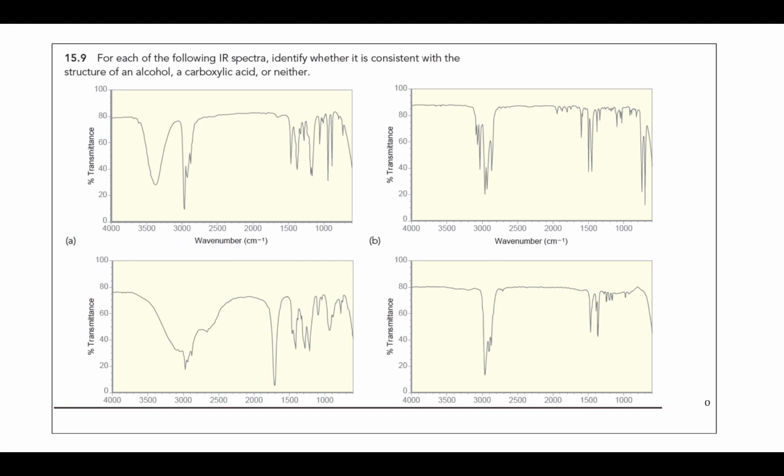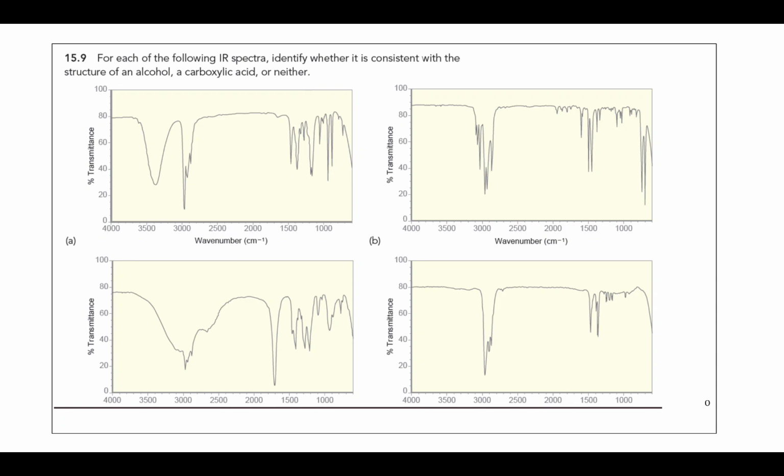Now, in the rest of this video, we will be solving some exercises just to apply what we learned before. So in this question here, which is from the book Organic Chemistry by David Klein, the question is, using this IR spectra, we have to say whether the compound is an alcohol, a carboxylic acid, or neither one of them.